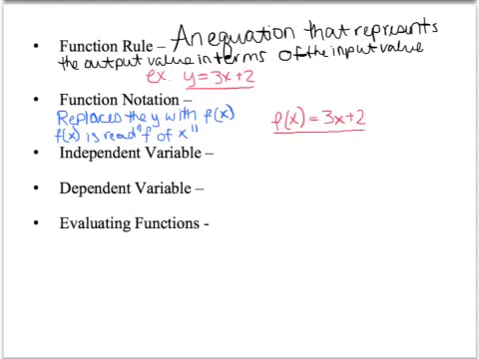Now, your independent and your dependent variables we've already talked about. Your independent variable is your x. That is your input. And then, of course, your dependent variable would be your y value. And that, of course, is your output. So when you are evaluating functions, all you're simply doing is substituting a number in place of the input.